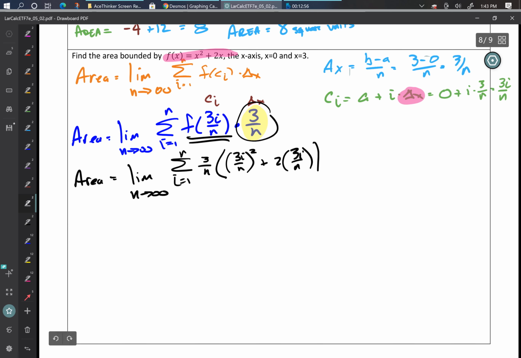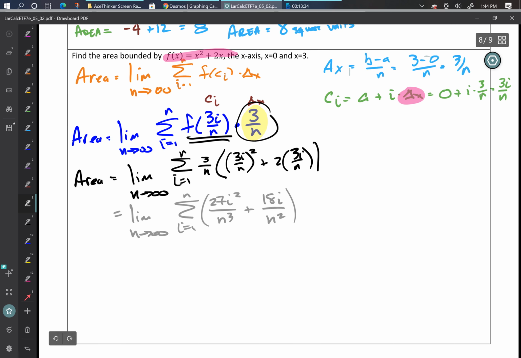Okay. Now it's time to do a whole bunch of algebra. So I've got the limit as n approaches infinity of the summation as I goes from 1 to n of, let's see, 27i squared over n squared plus, n cubed, sorry, down there. 3 times 2 times 3. Well, 3 times 3 is 9 times 2 is 18i over n squared.